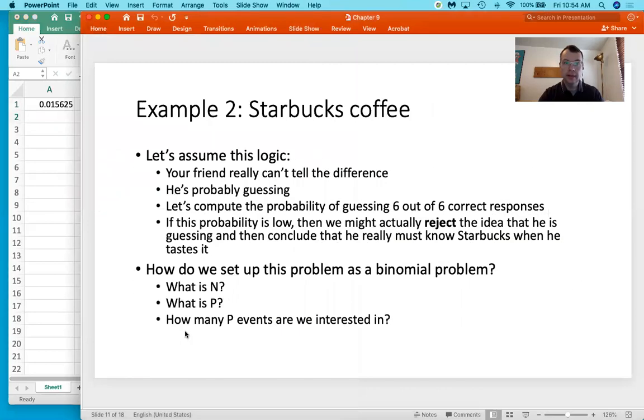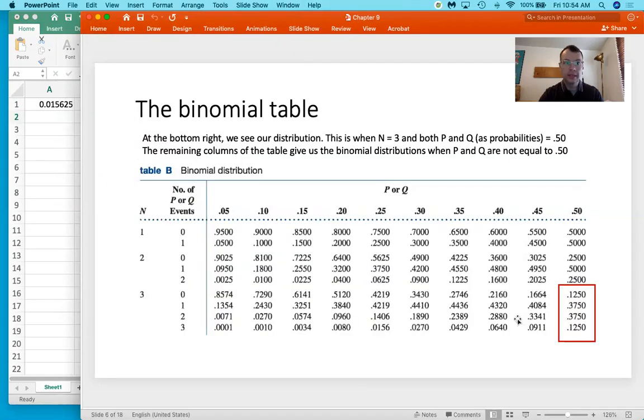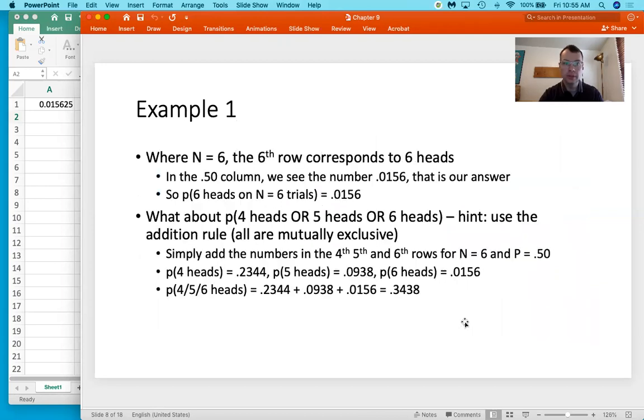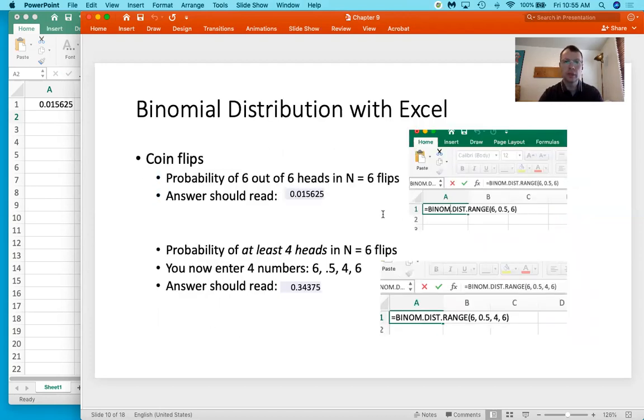And in fact, if we go back to the book, that's actually what we would have found using the book. So this is just giving us what the book would have given us in a much easier format. Okay? So when you want a single type of event, just one result that you're interested in calculating the probability of, you use 3 numbers.